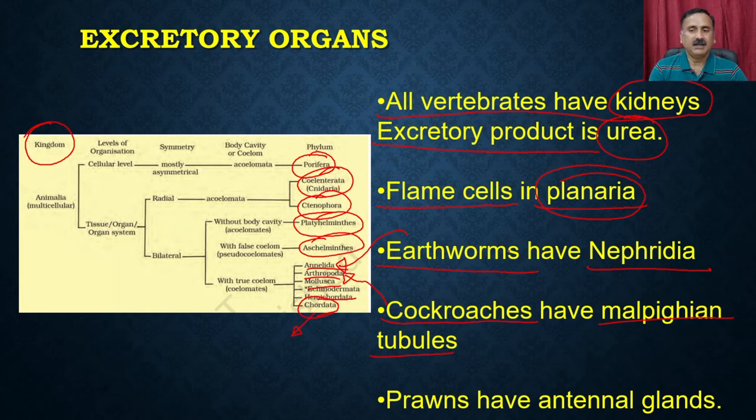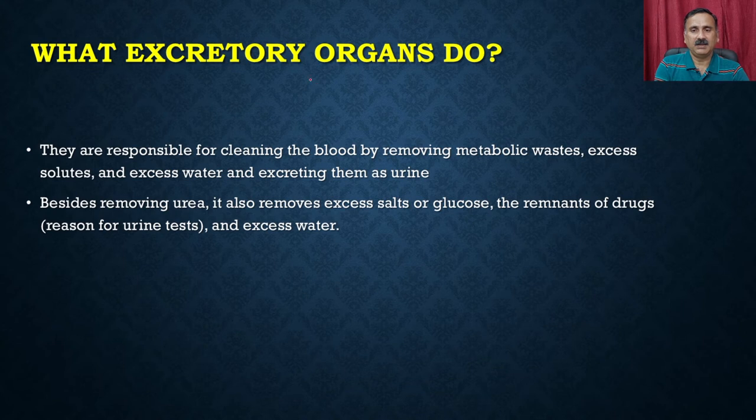And what exactly are these excretory organs doing? The excretory organs are collecting the waste material from the body, and then they are throwing it out from the body. So what the excretory organs basically do is they are responsible for cleaning the blood by removing the metabolic waste, excess solute and the excess water, and excreting them in the form of urine.